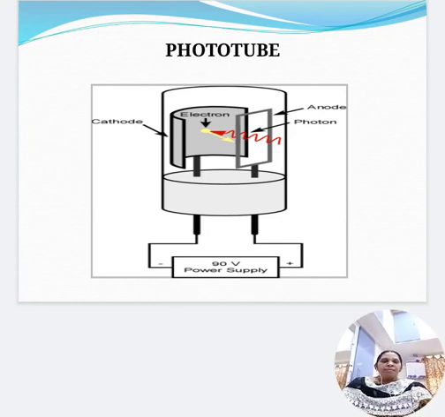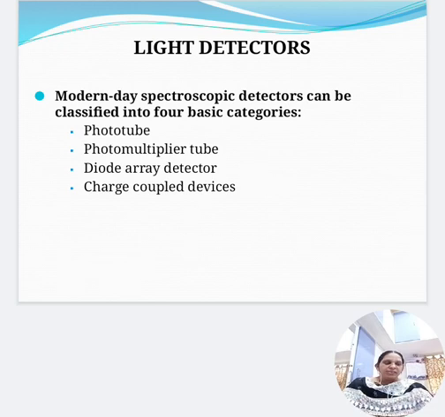Before going into the first one, the photo tube detectors, these are all single element detectors: the photovoltaic cells, solid state photo devices, photo emissive tubes or photomultiplier tubes. The second group is the multi-element detectors, which are the diode array detectors and charge coupled detectors.